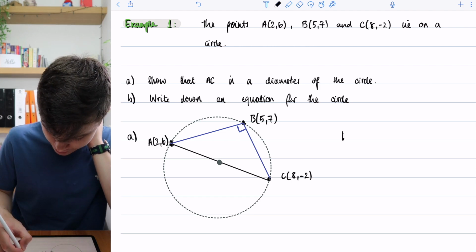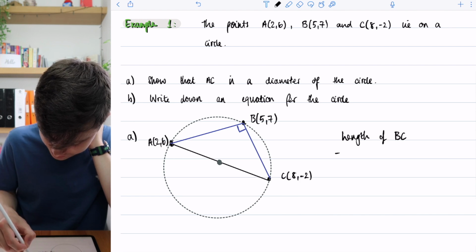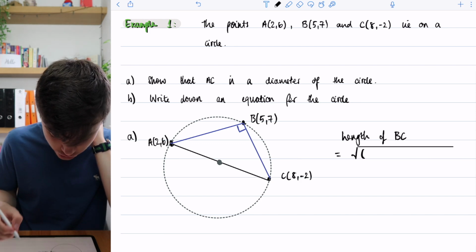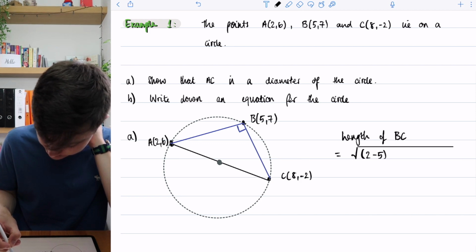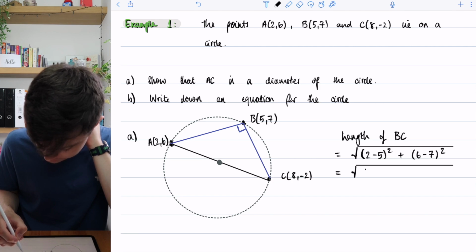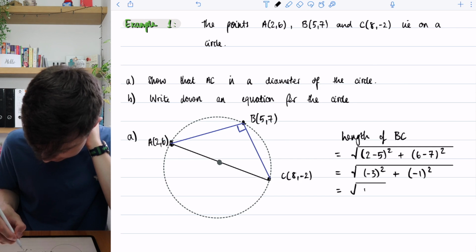So let's do that. Let's work out the length of BC, and we'll do that here. It's going to be the square root of the change in x, which is 2 minus 5 squared, plus the change in y, which is 6 minus 7 squared. And let's work out what that is. So 2 minus 5 is minus 3 squared, plus 6 minus 7 is minus 1 squared. That's going to be the square root of 10, I believe.